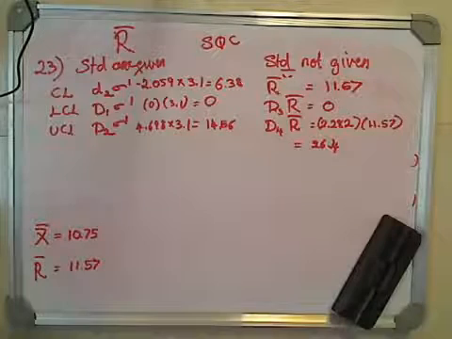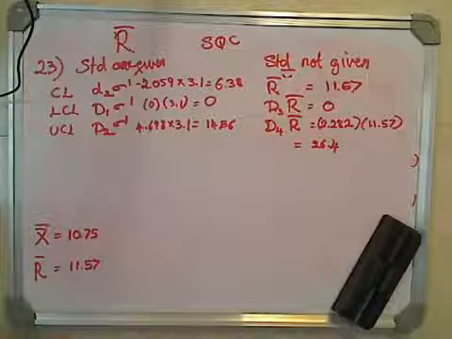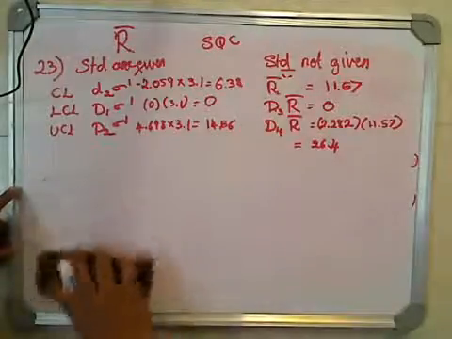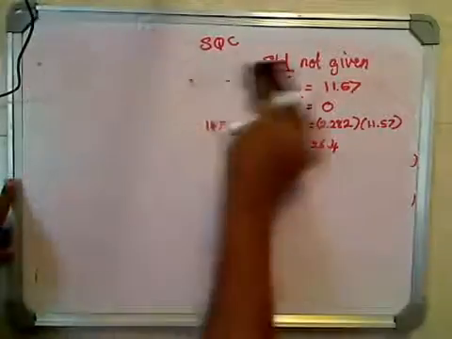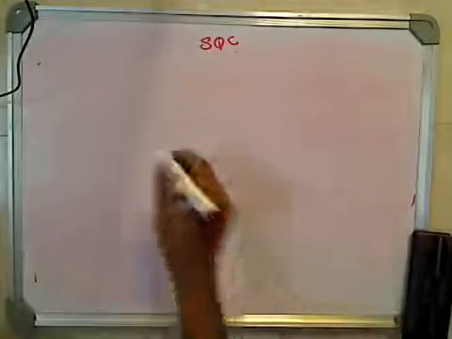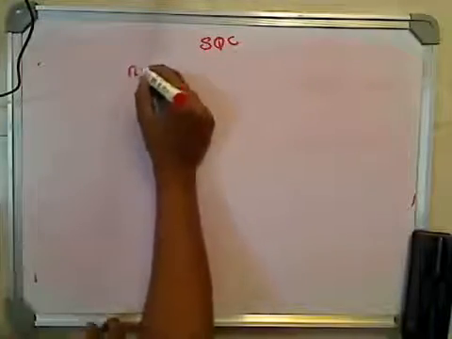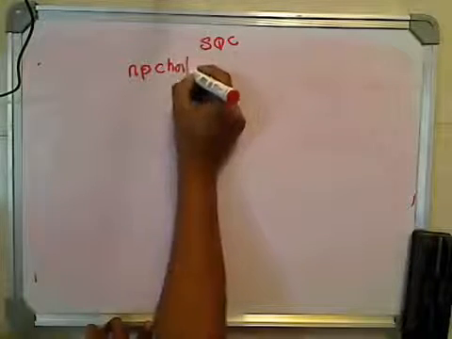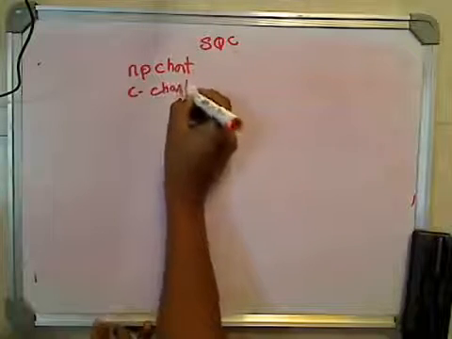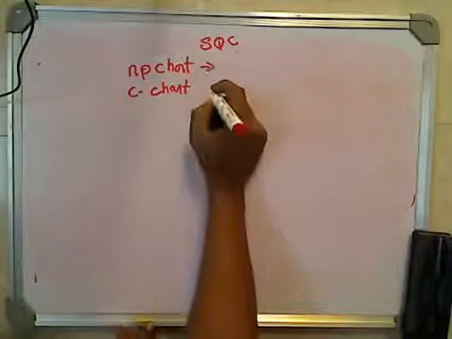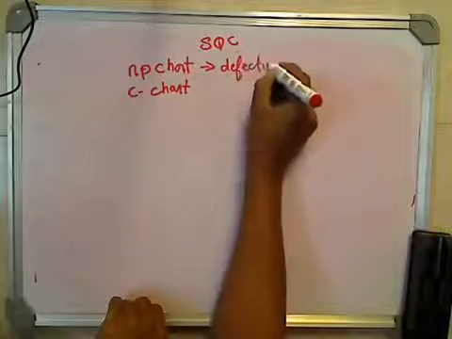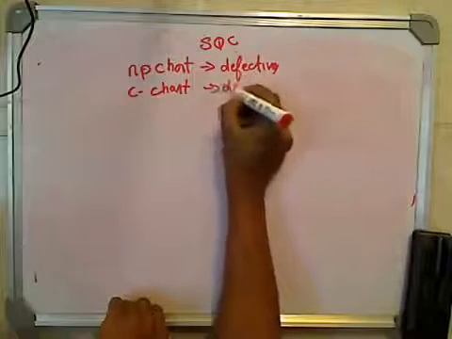I will do the other two charts in a moment. So let me go about explaining them. Now let's look at the NP chart and the C chart. This, remember, talks about the number of defectives. This talks about defects.